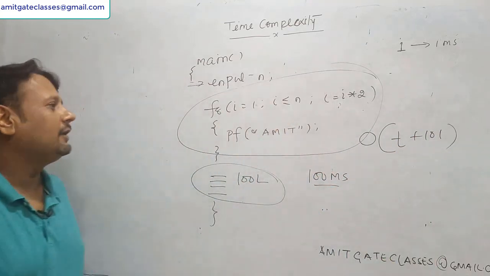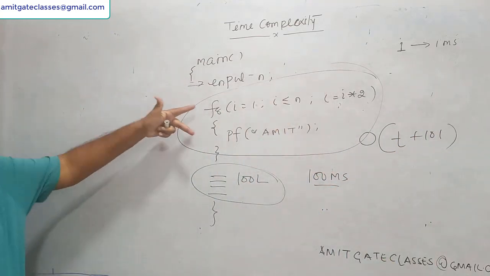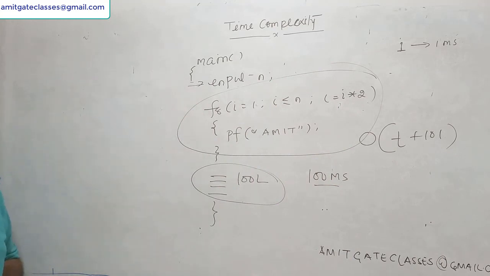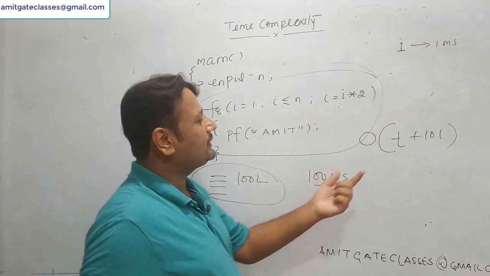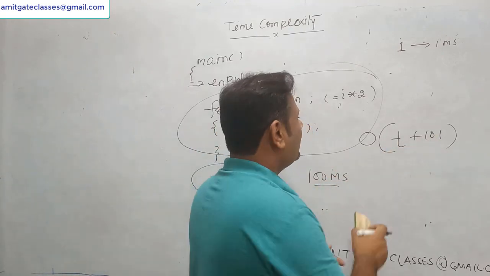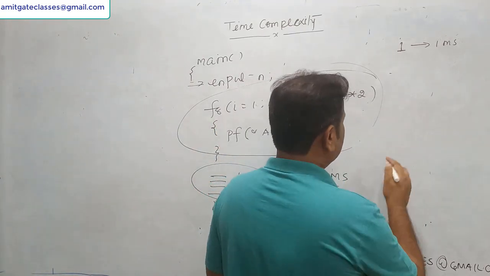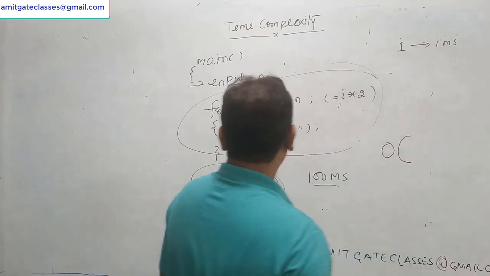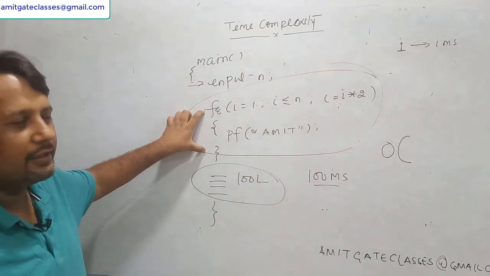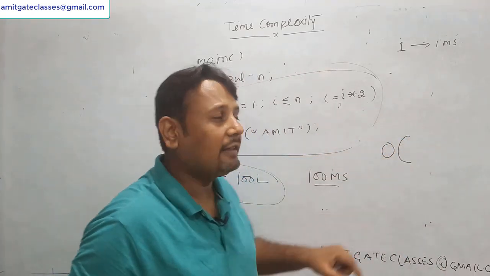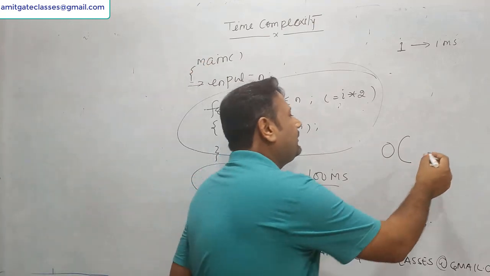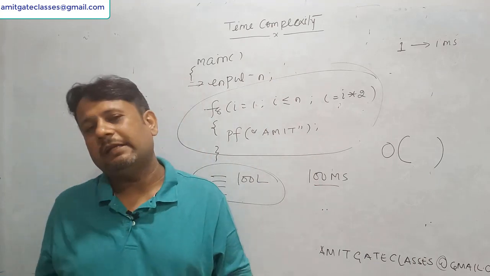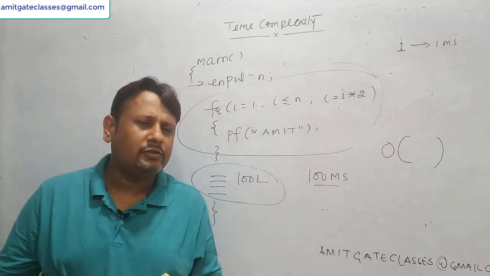Now what is the thing that we need to calculate? How many times this loop is going to run? And as I told you, these constants are supposed to be eliminated, so I'm not supposed to write it in this way. I can write order of whatever value I get from here, and that is going to be the time complexity of this program.